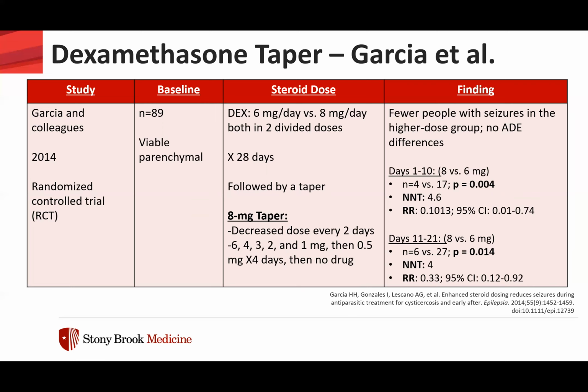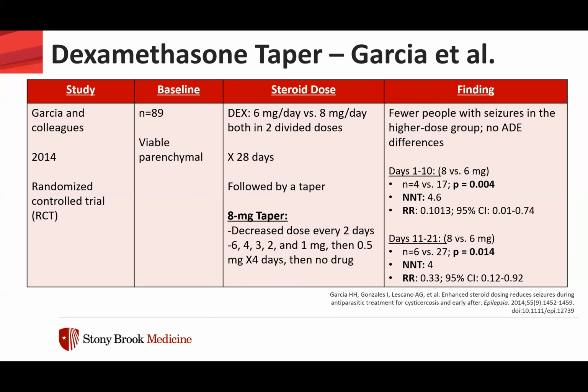I have the taper on this slide just for your reference for later as well. They found that there were fewer people with seizures in the higher dose group, so that 8 milligram group, and there were no differences in adverse events. So they saw that at day 10, fewer seizures, and it was statistically significant with a relative risk less than 1. And they also saw this at 21 days.